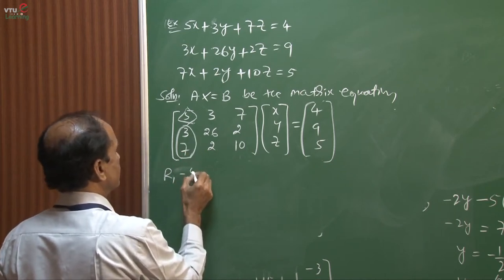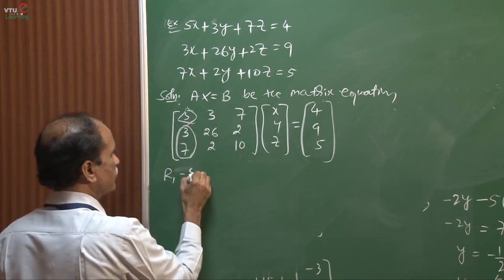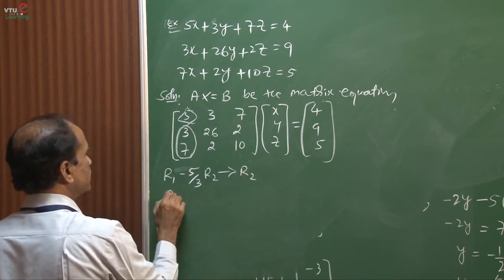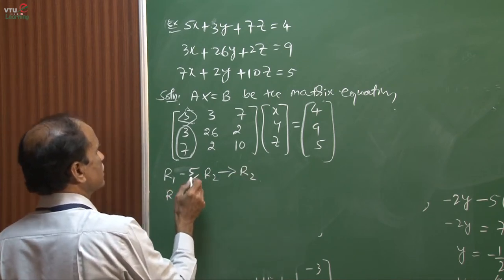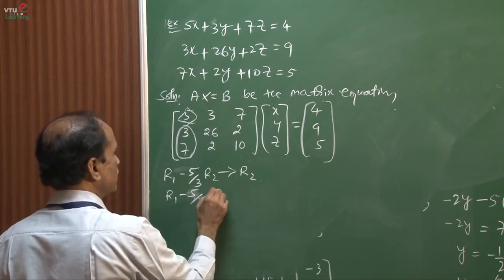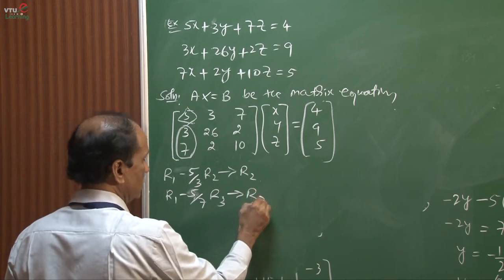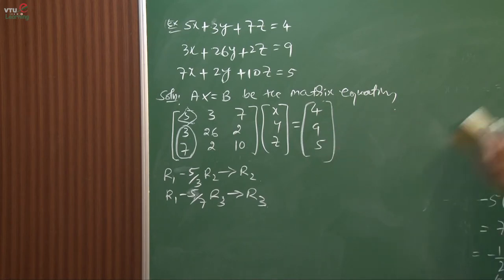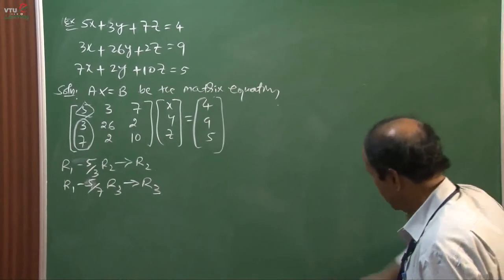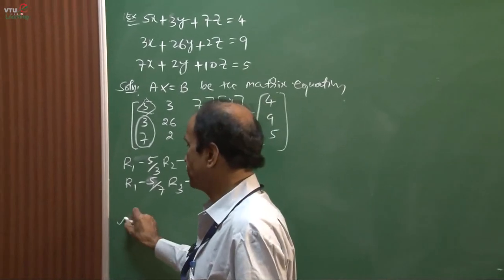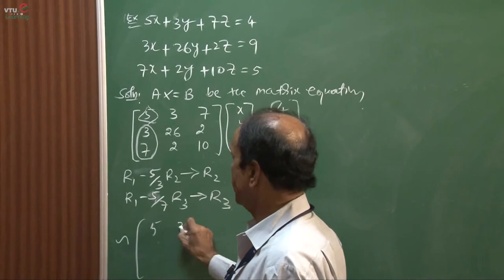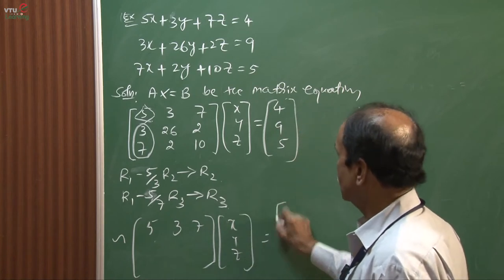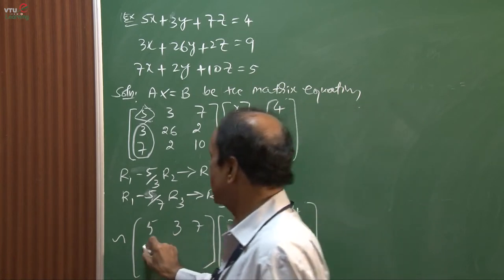R2 minus 3 by 5 R1, and R3 minus 7 by 5 R1, affecting on R2 and R3 respectively. Then write the remaining calculations according to the elementary row operation multiplications we have chosen. The simplification: the first row remains the same. It is equivalent to 5, 3, 7 and x, y, z equal to 4, and this is 0.